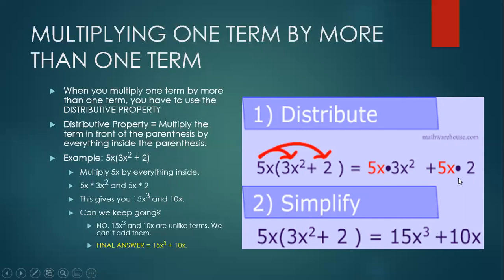Then I go over to my next term. I have 5x times 2. 5 times 2 is 10, and I have an x. That's it. This is just the x. I have 10x. Can I keep going? Can you add unlike terms? No. This is addition. We cannot add those together. They're unlike terms. We have to stop. That's the final answer.